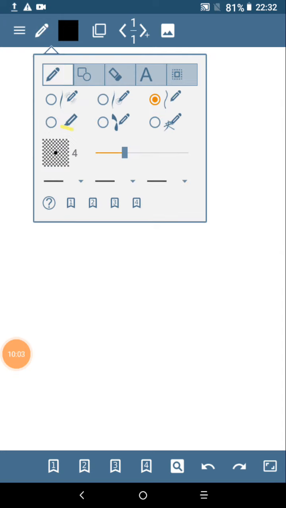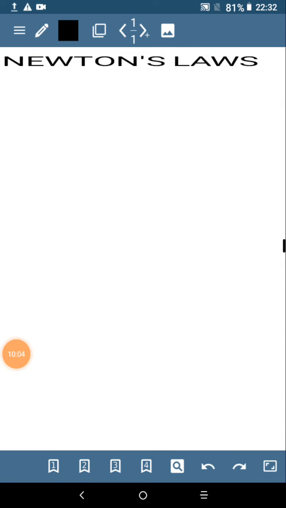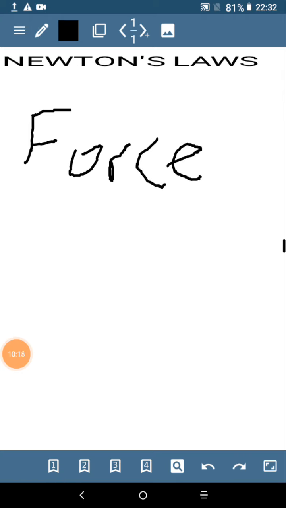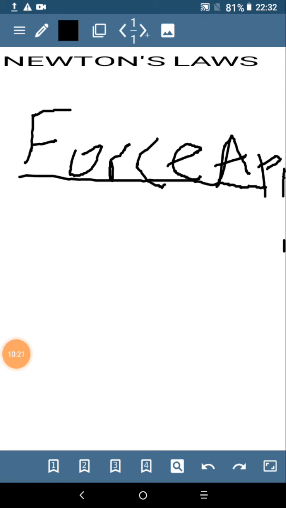Coming to the second force we will have to talk about, the force applied, or rather applied force. I'm just going to write APP. What is a force applied, guys? A force applied is self-explanatory. A force applied is any force you apply.